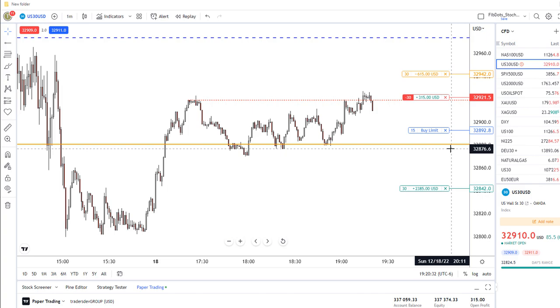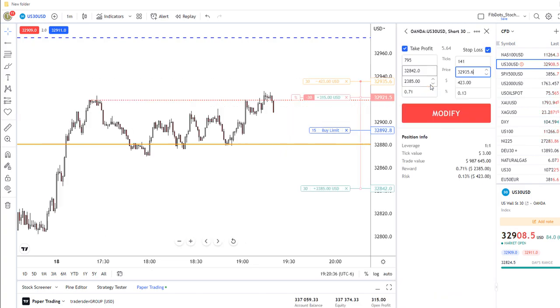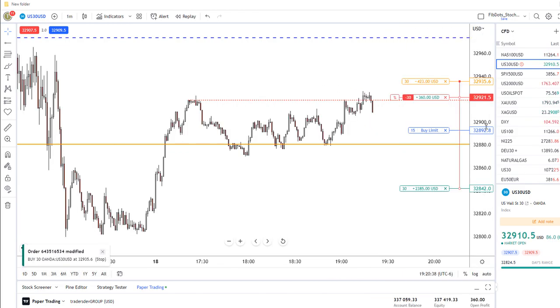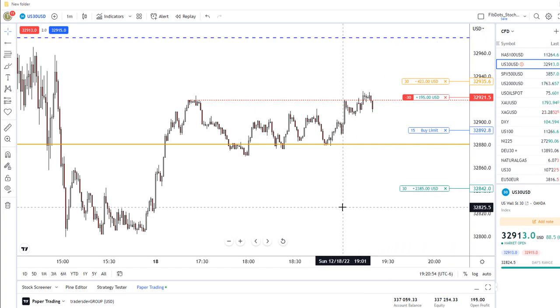We're up 315. So now I'm going to start to trail my stop. I want to reduce my risk. Okay, we've got a big round number. This is Dow Jones 32,900. So markets tend to react around big round numbers. 33,000, 32,900, 32,800, and so on. Okay? All right, dudes.